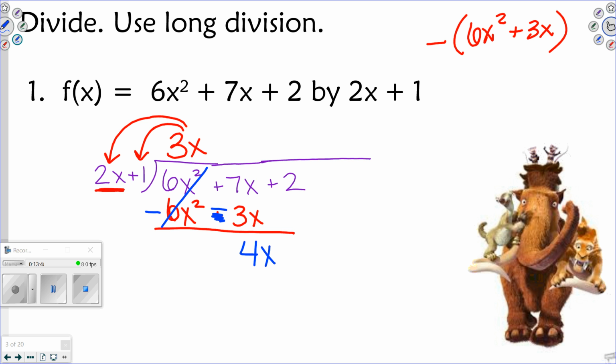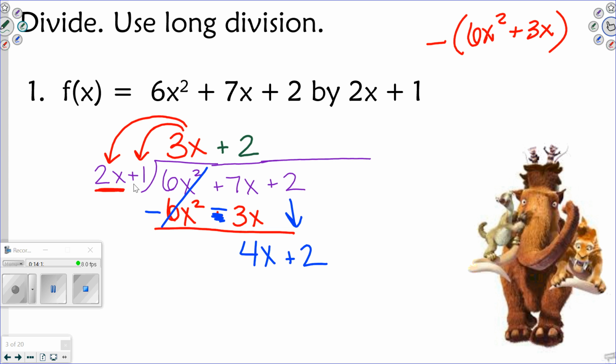What was my next step then before? I brought stuff down, and the whole process started over again. So again, only the first part. What do you multiply 2x by to get 4x? Just 2, a positive 2.